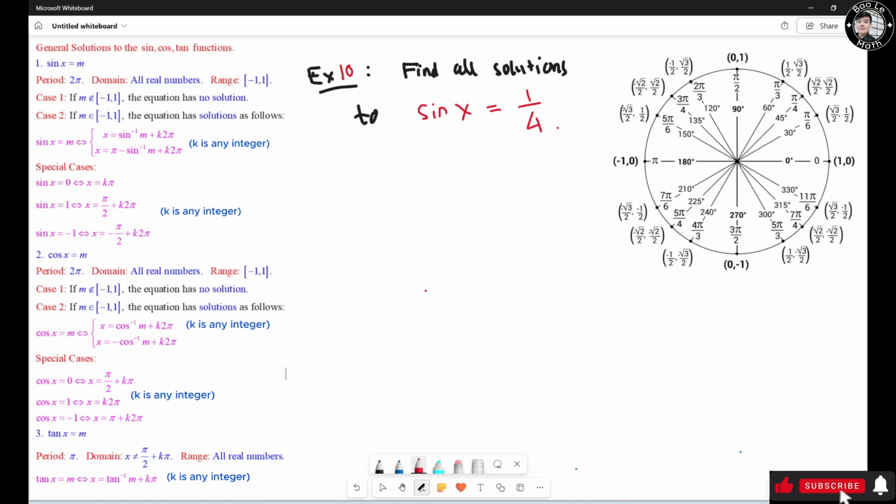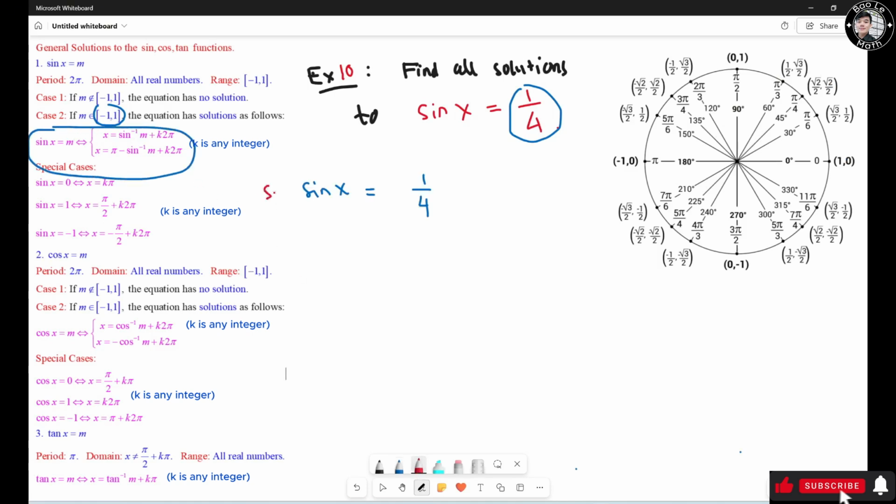Now let's look at example number 10. Find all solutions to the equation sine s equals 1 over 4. Now we're going to check this one. This one is actually in the range of -1 to 1, so we can solve it. Now we look at the unit circle right here. We see that 1 over 4 is not on the coordinate points, so we need to use the formula right here.